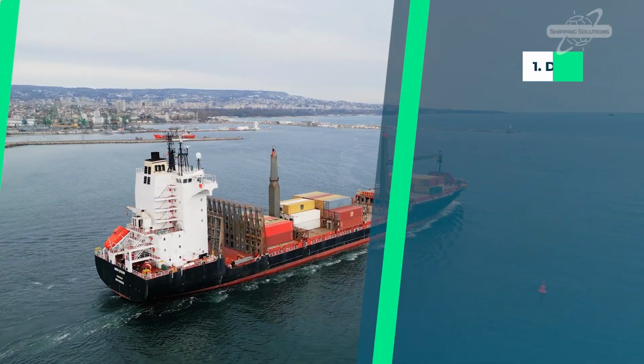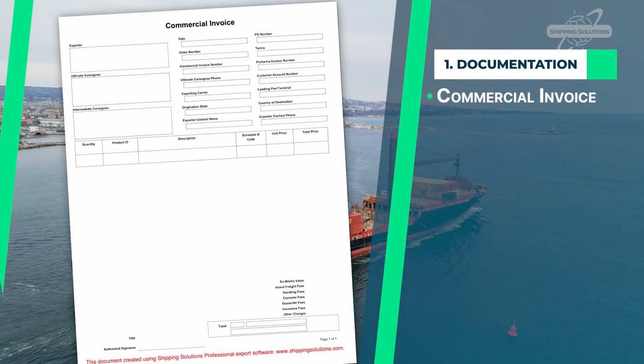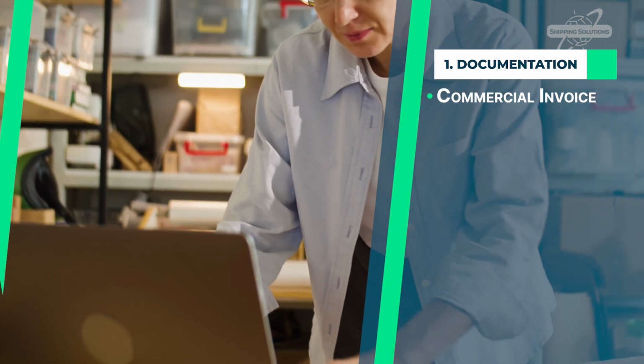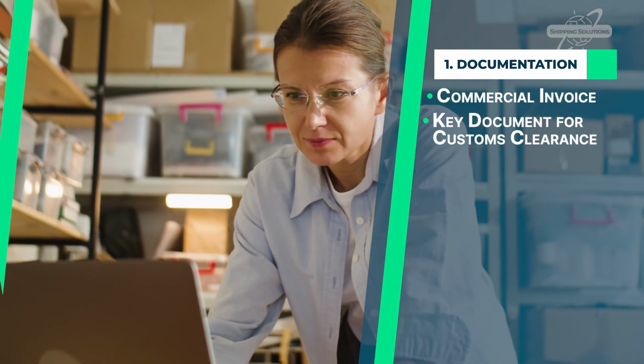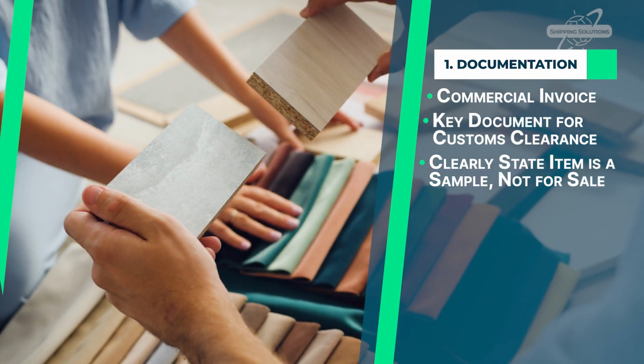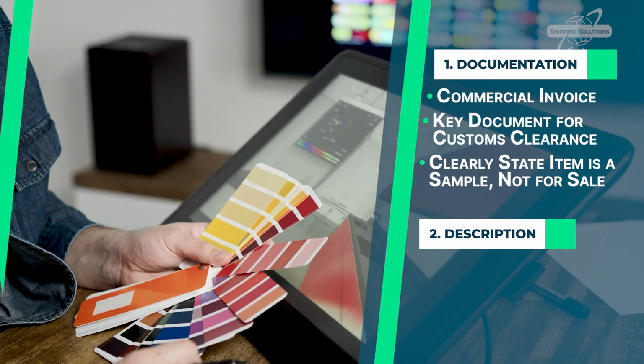Let's start with documentation. You need to use a commercial invoice. Unlike a proforma invoice, which is just an offer of sale, the commercial invoice serves as the key document for customs clearance. Make sure the invoice clearly states that the item is a sample and not for sale. The way you word this description is important.